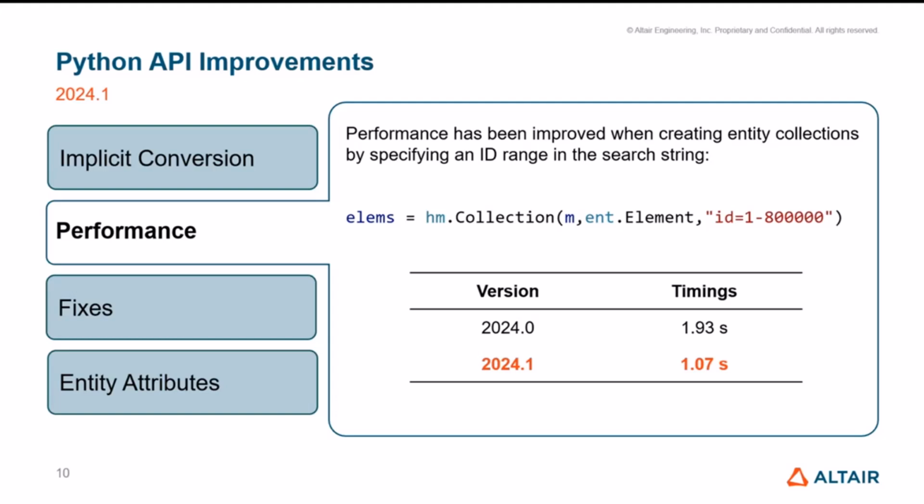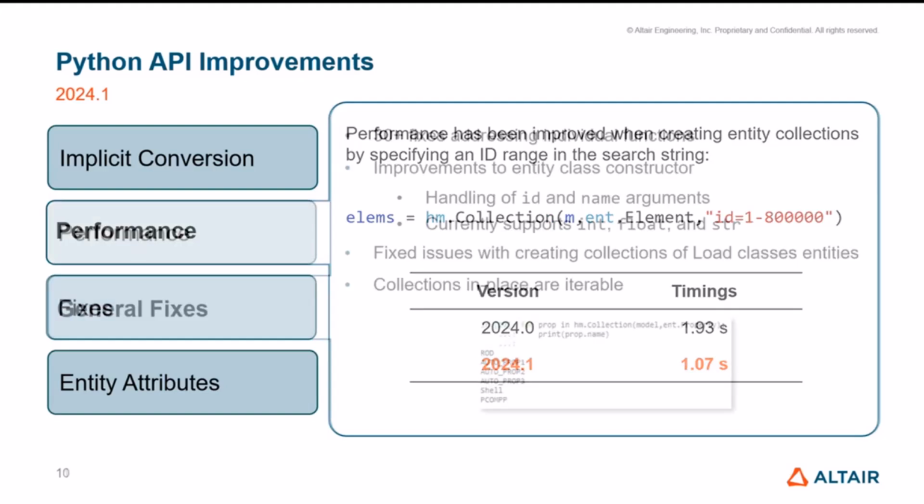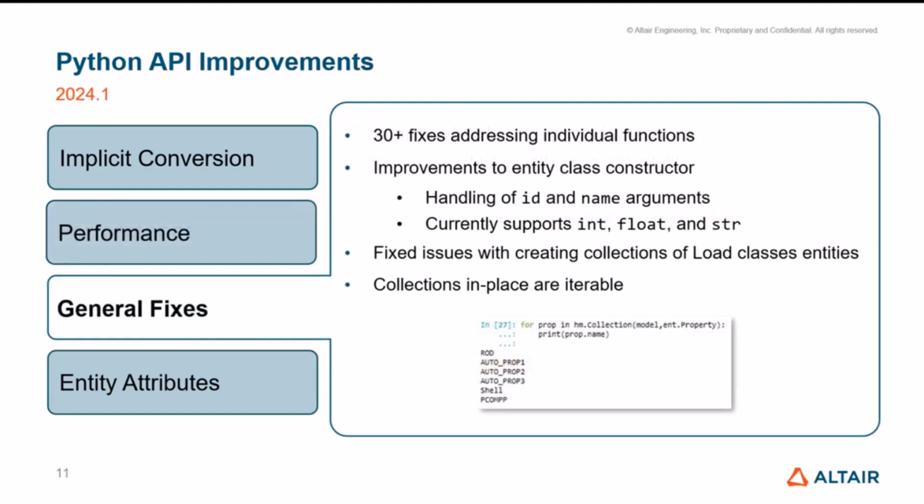and that is the creation of a collection based on the search string defining an ID range. You've got a little comparison here with a model where we specify the range between 1 and 200,000. So the timing went down from just over 1.9 seconds to close to 1 second. But as I said, we'll continuously work on this and make sure that the performance is exactly where users need it. In general, we also introduce a lot of fixes there.